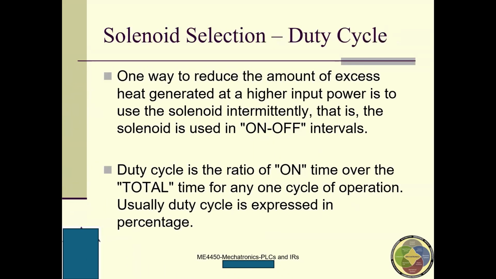The duty cycle. Duty cycle means on and off, and how it goes on and off. One way to reduce the amount of excess heat generated at a higher input power is to use a solenoid intermittently. That means I will not energize my coil continuously. Sometimes I energize it, sometimes I just turn it off. The duty cycle is a ratio of on time over the total time for any one cycle of operation. Usually duty cycle is expressed in percentage. So you have this concept in your mind, duty cycle.